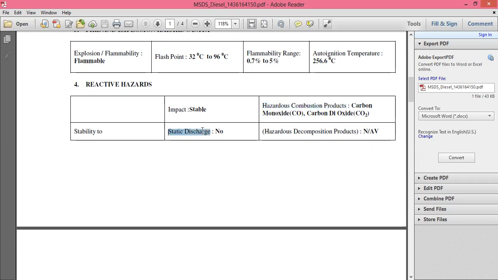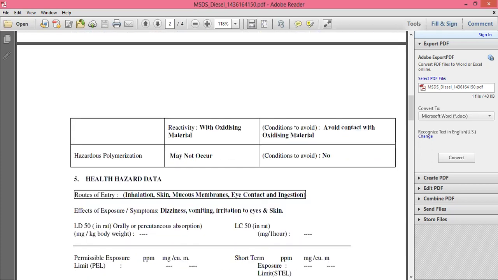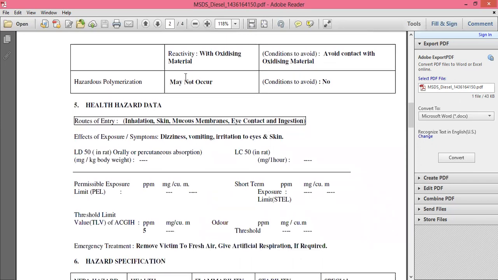Static discharge, it says there's no static discharge. Hazardous decomposition products, it says no. Reactivity, it says it reacts with oxidizing materials. Conditions to avoid when we are dealing with this cargo, it says avoid contact with oxidizing materials. Hazardous polymerization says may not occur, and any conditions to avoid, it says no.